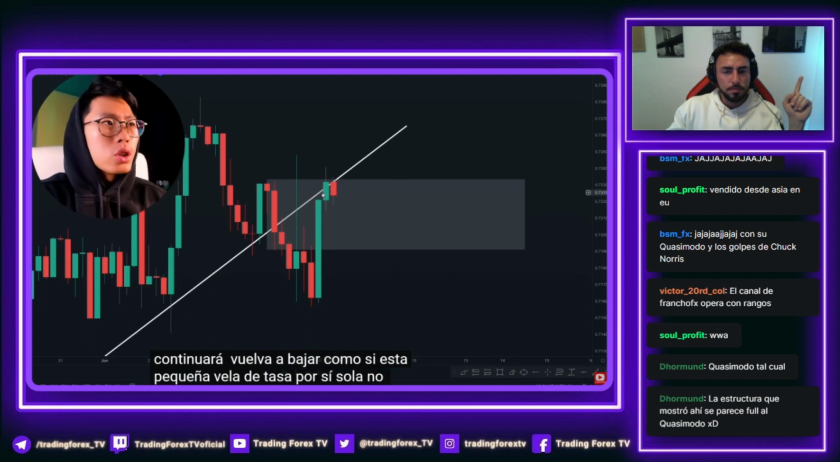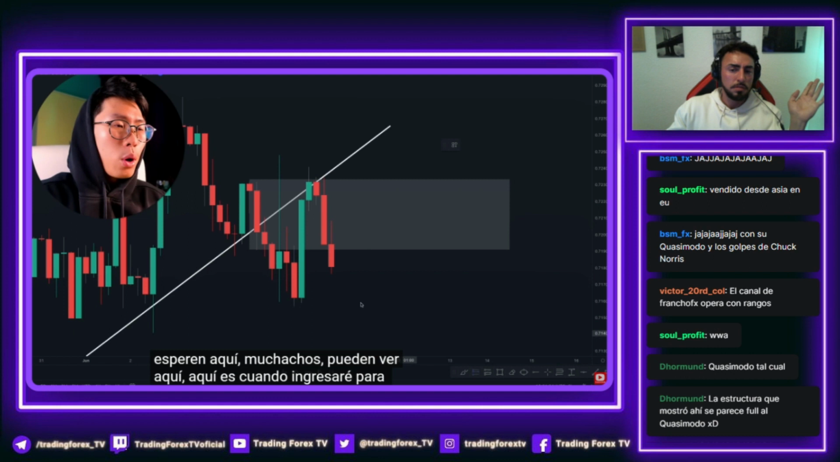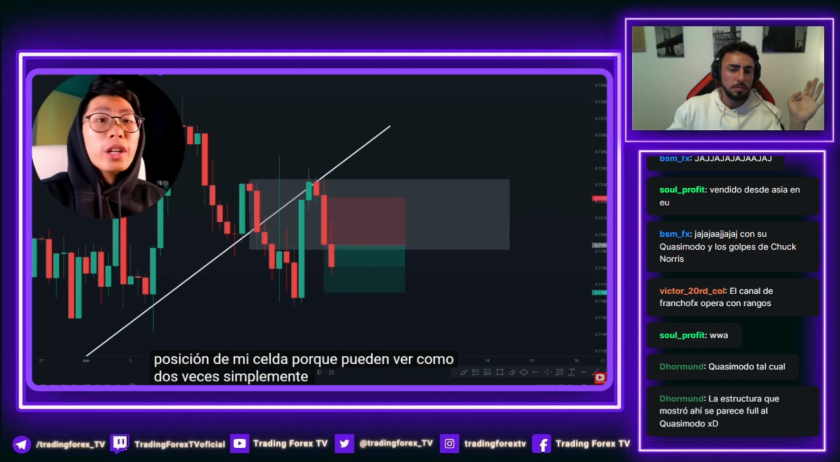Like this little red candlestick alone is not enough for me to enter the trade. So wait, now. Right here, guys, you can see right here, now. This is when I will enter my sell position. Because you can see now, price is just rejecting this rectangle area.